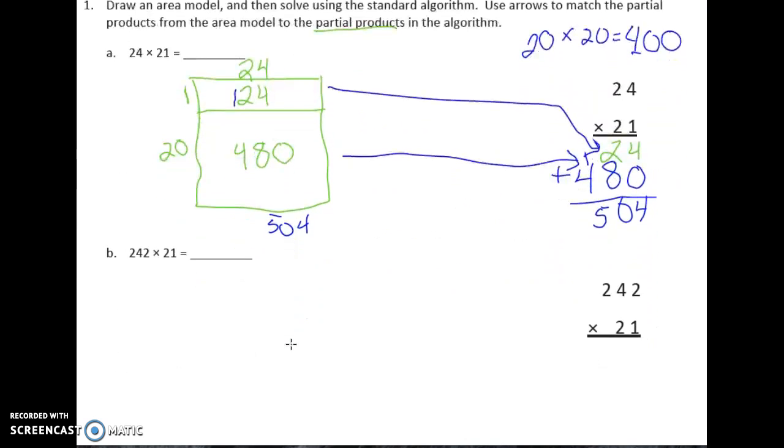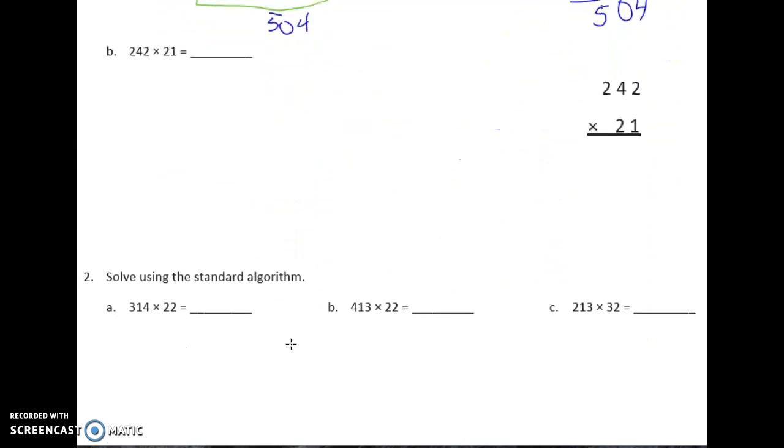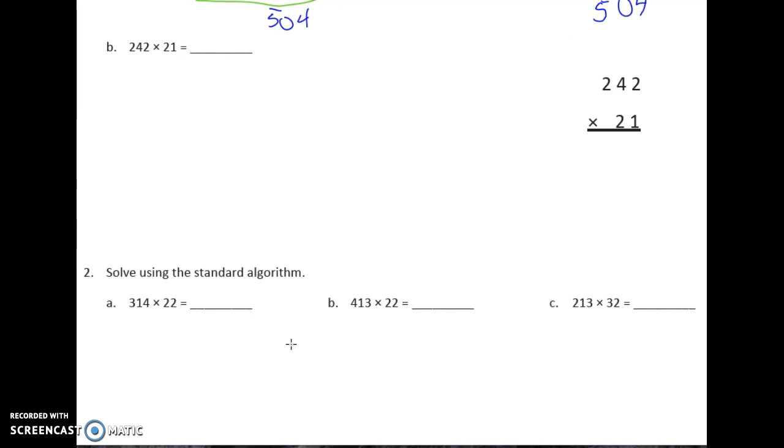All right, let's do another one. Actually, let's go ahead and take a look down here. Well, no, let's go ahead and do another area model, just because. That way you're firm with it. So in this case, we're going to make our rectangle. And what are we saying? We're saying 242.